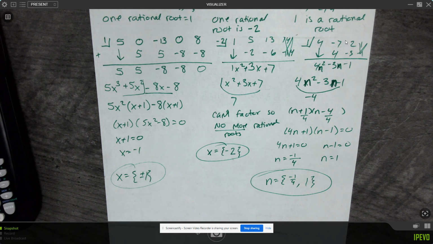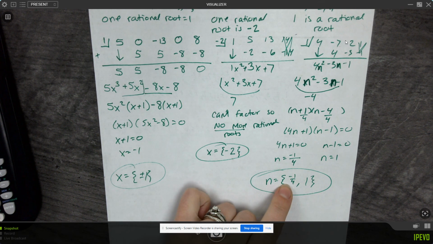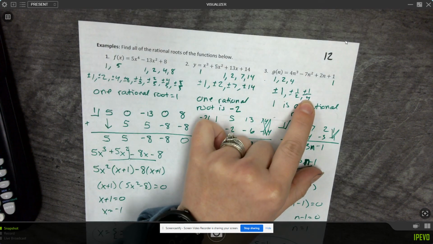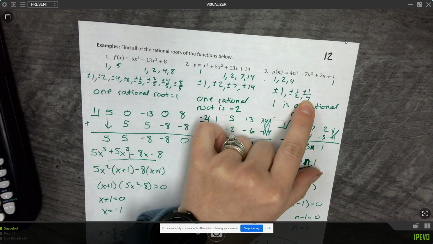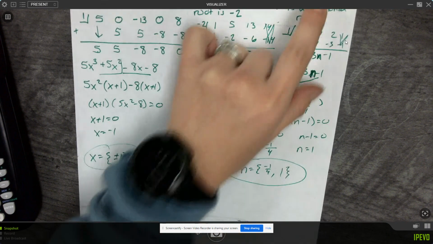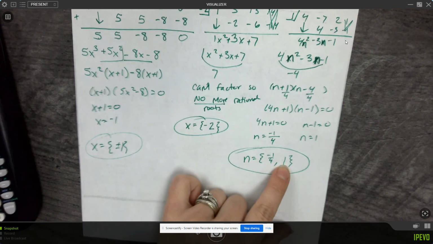-1/4 and +1. So notice it is not plus or minus 1/4 anymore. That was only like that because it's telling you that there are two possibilities. Maybe it's one of them, maybe it's both of them, maybe it's neither of them. In this case, it is just the -1/4 and just the +1.